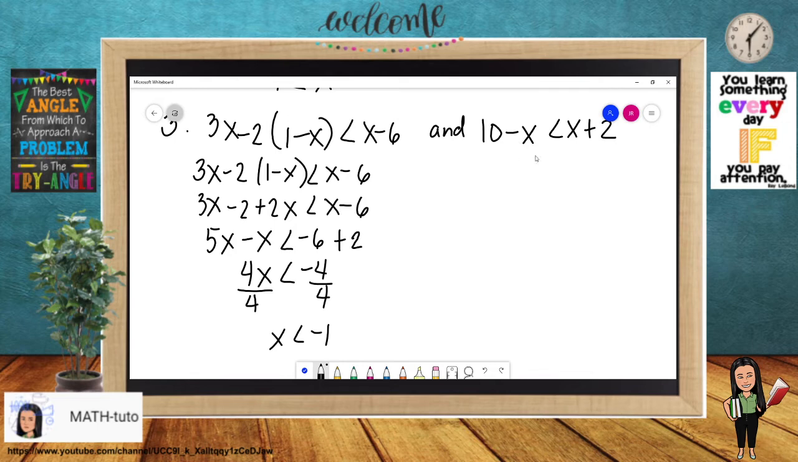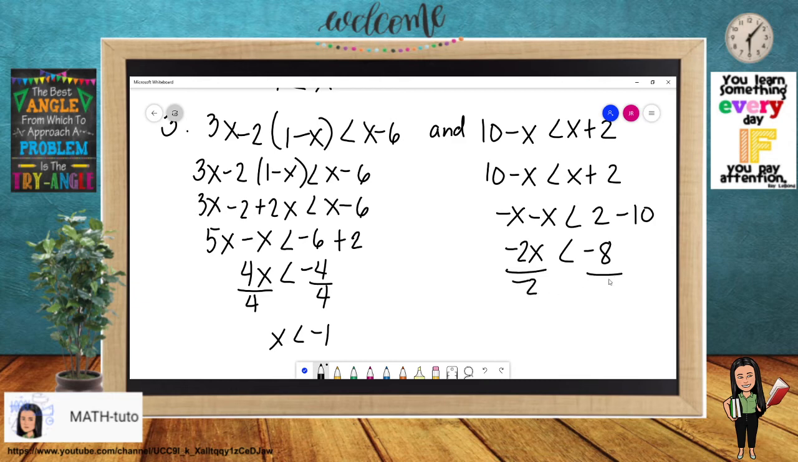And this inequality, the second one, we have 10 minus x less than x plus 2. Negative x minus x less than 2 minus 10. We combine this to negative 2x less than negative 8. Divide both sides by negative 2, which means we will change the inequality from less than to greater than. x is greater than positive 4. Okay? So our solution set is x less than negative 1 and x greater than 4.